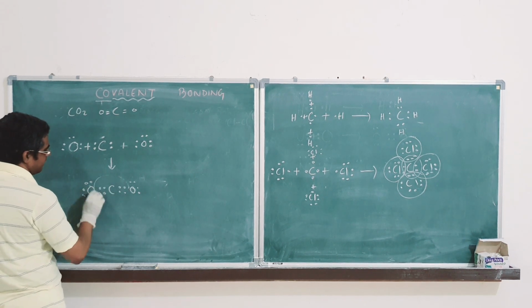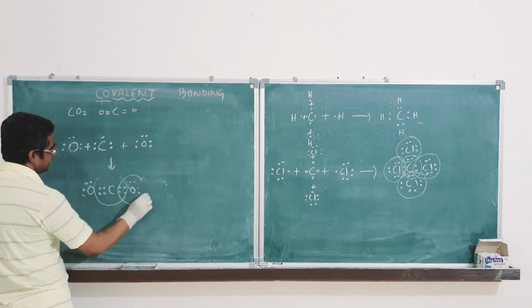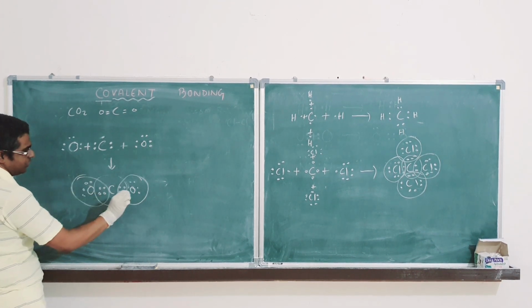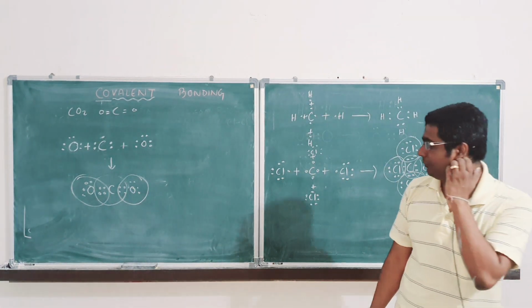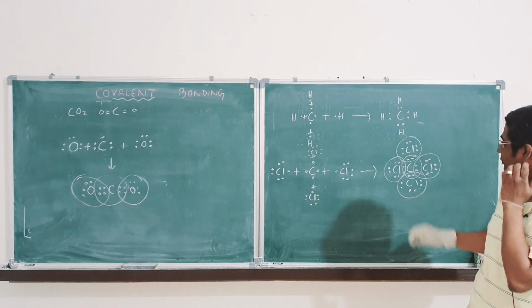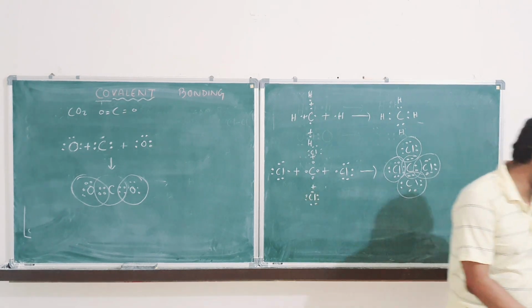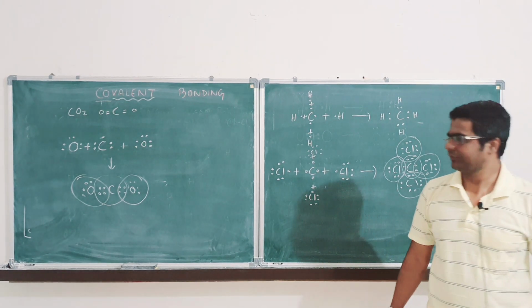So here you can see carbon is having 8 electrons, oxygen is also having 8 electrons. CO2 molecule. Clear? So you have also done CO2 molecules right now. So these are the electron dot diagrams for various types of molecules that are required to be studied. Okay? I hope these are clear.